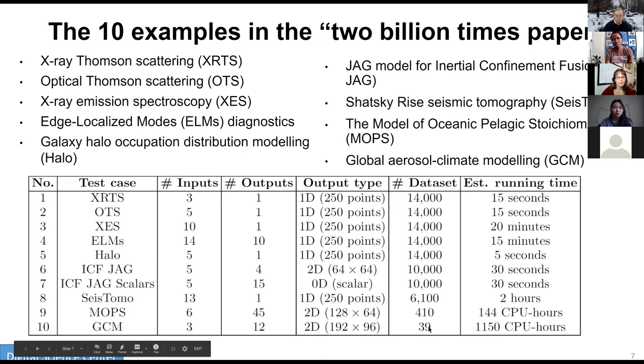Here is the data set they use for training. And notice they have a very small data set for climate and not so large for ocean. For the others, they have 6,000 or more. And of course, they've reduced the number for climate because climate takes a long time to simulate. So they didn't want to use a lot of computer time. But normally, you would not expect to be able to take a simulation with only 39 in the training set and train a network to learn it.